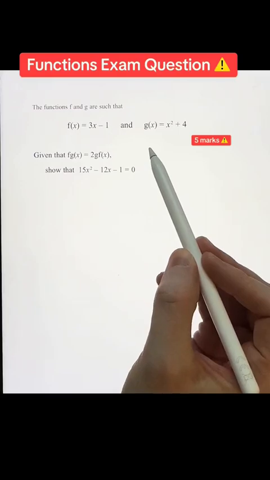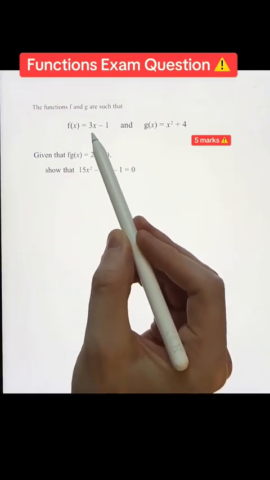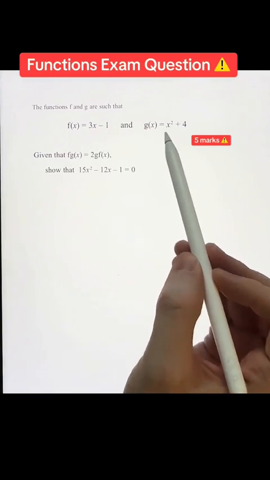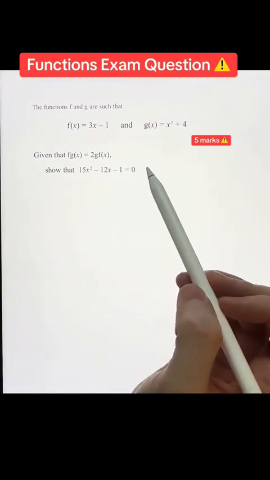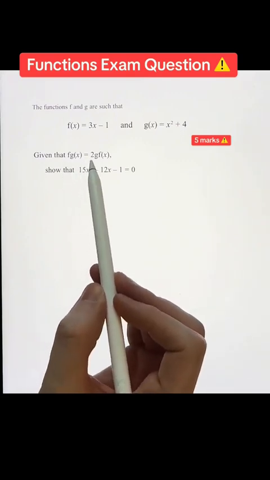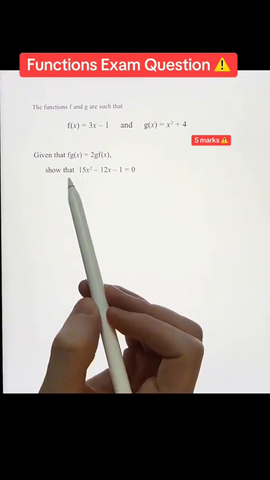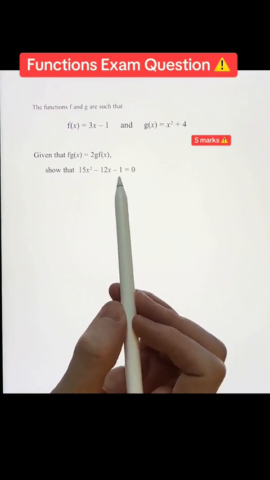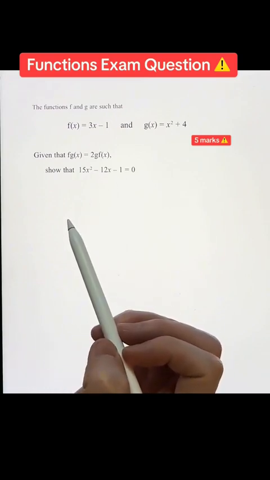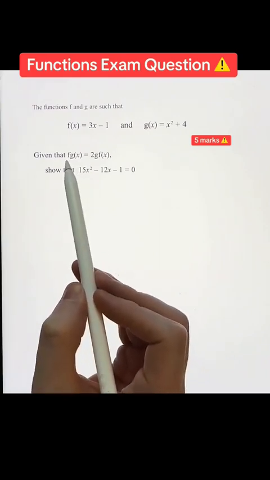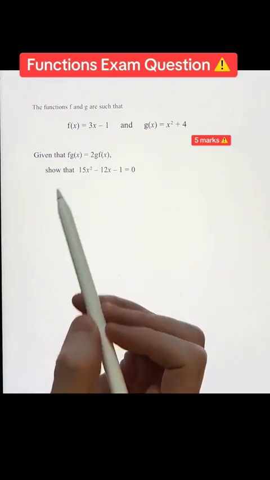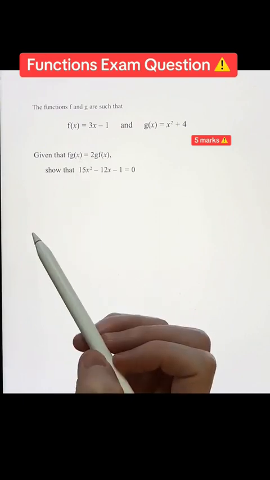Functions f and g are such that f of x is equal to 3x minus 1 and g of x is equal to x squared plus 4. Given that fg of x is equal to 2gf of x, show that 15x squared minus 12x minus 1 is equal to 0. My first step is to work out fg of x and 2gf of x separately before putting them equal to each other.